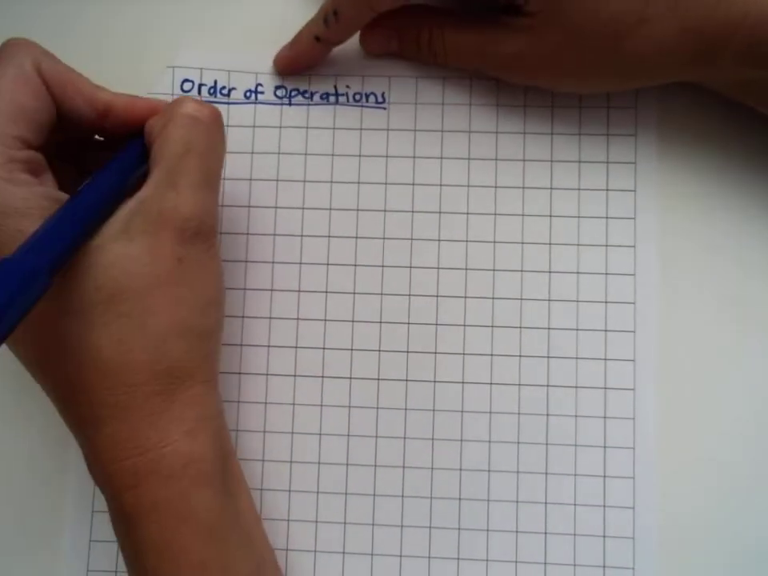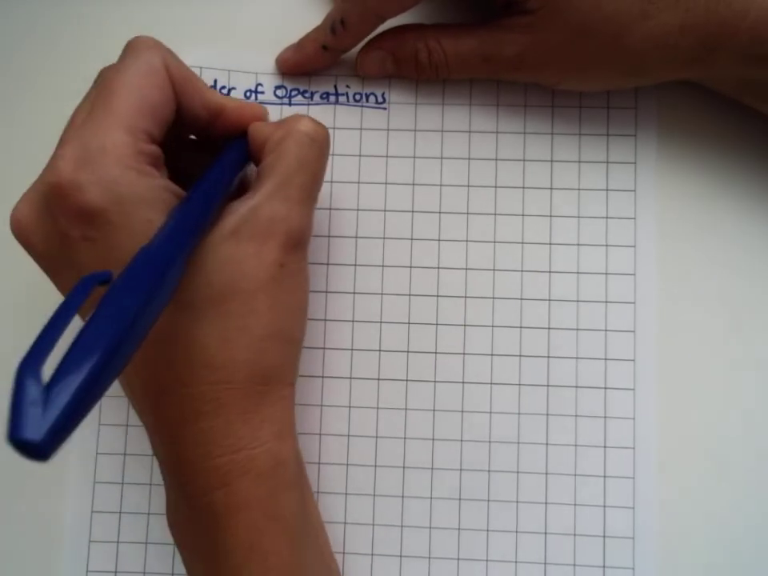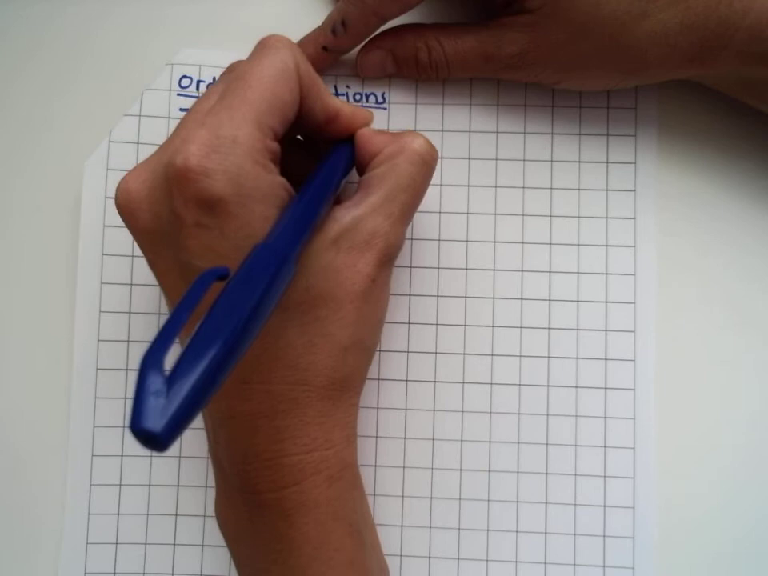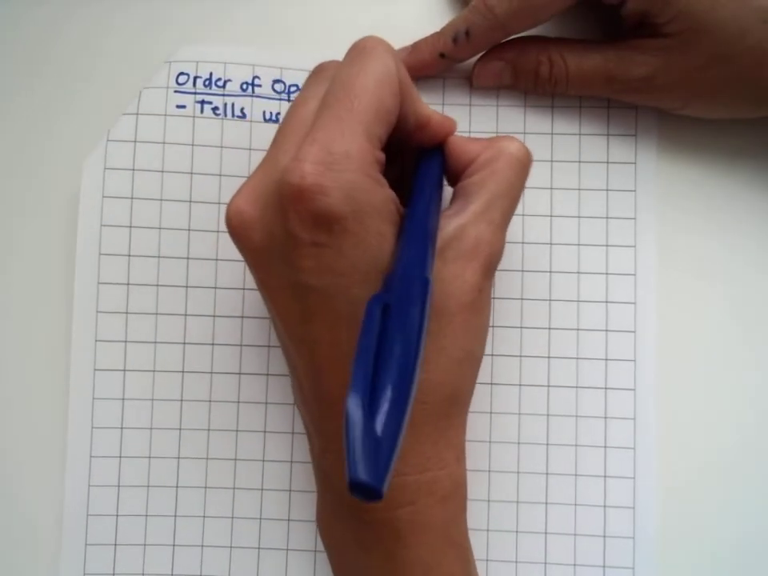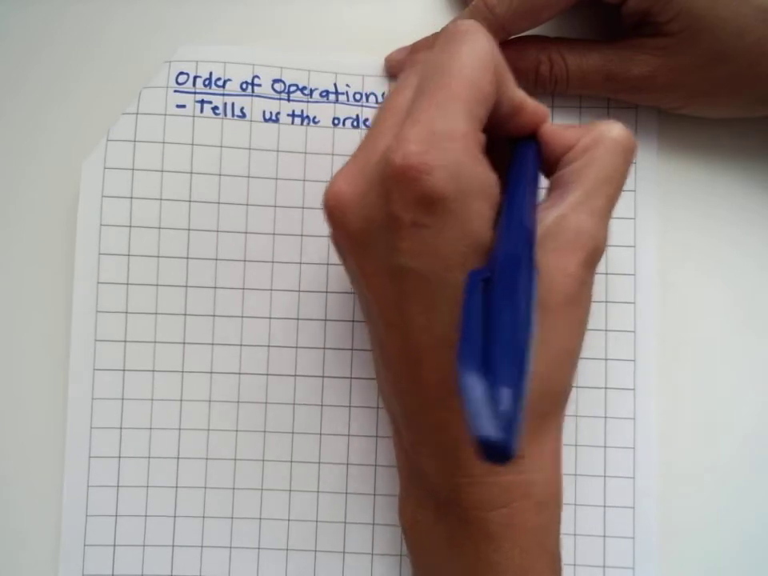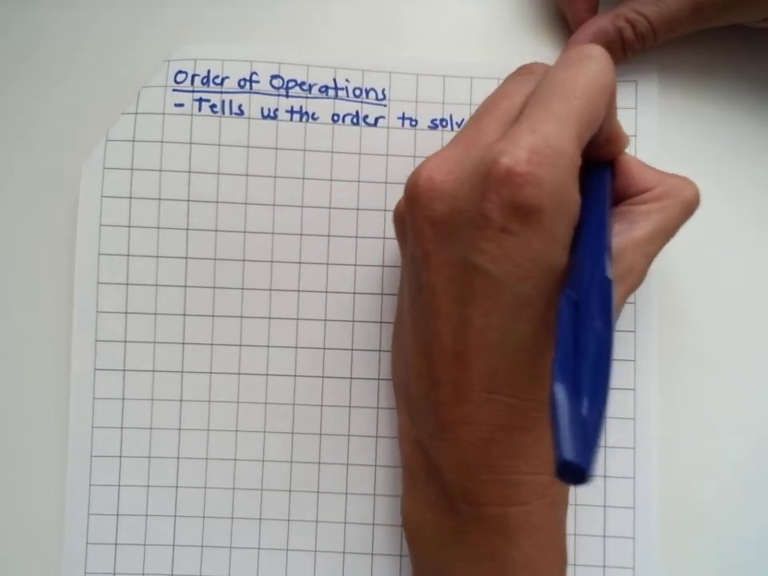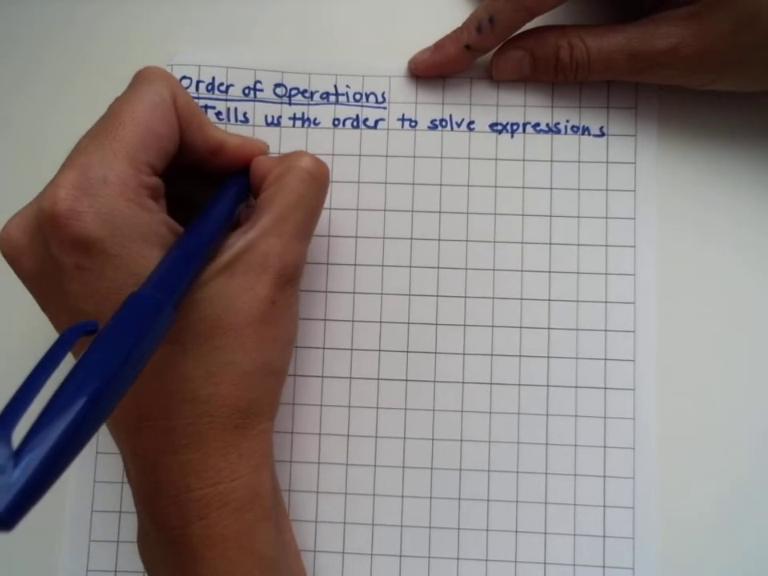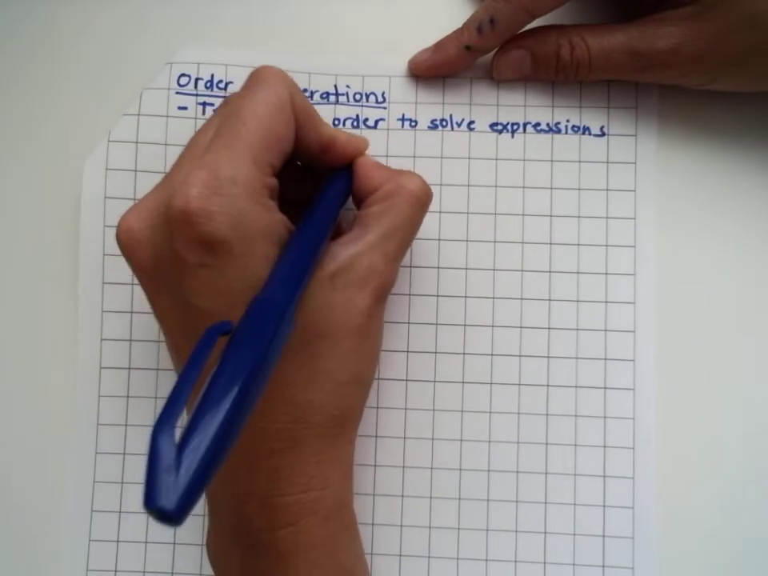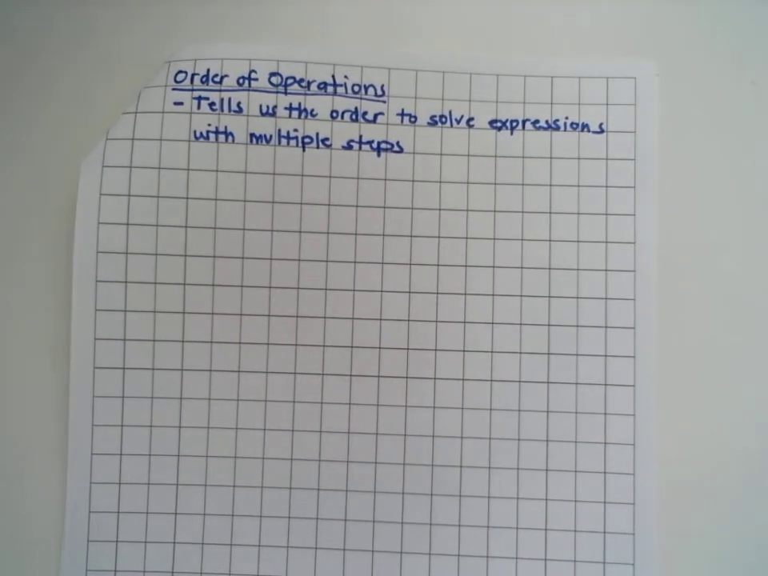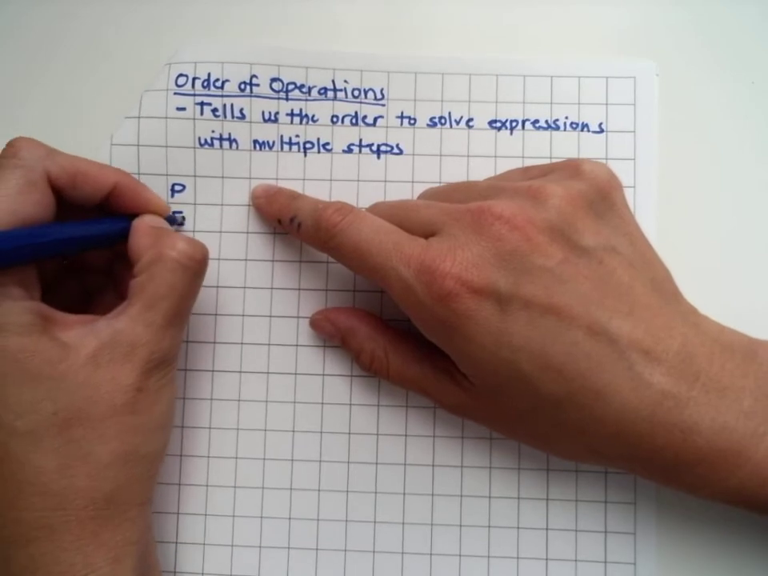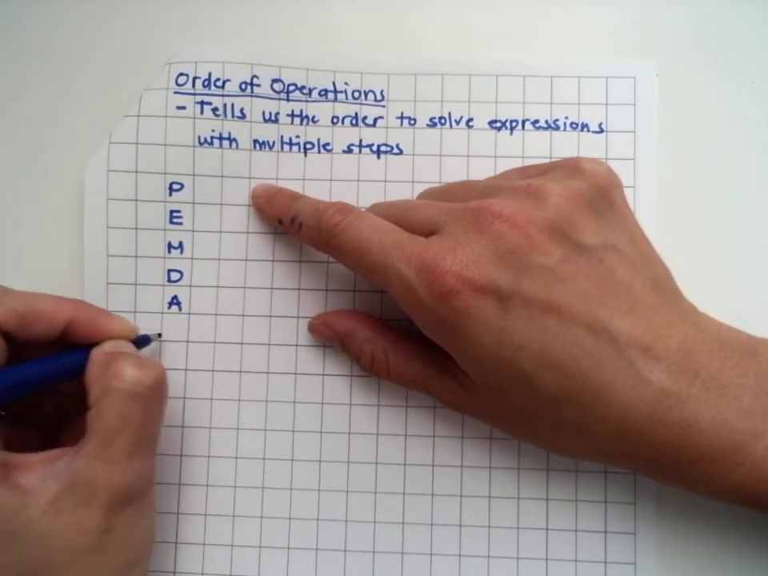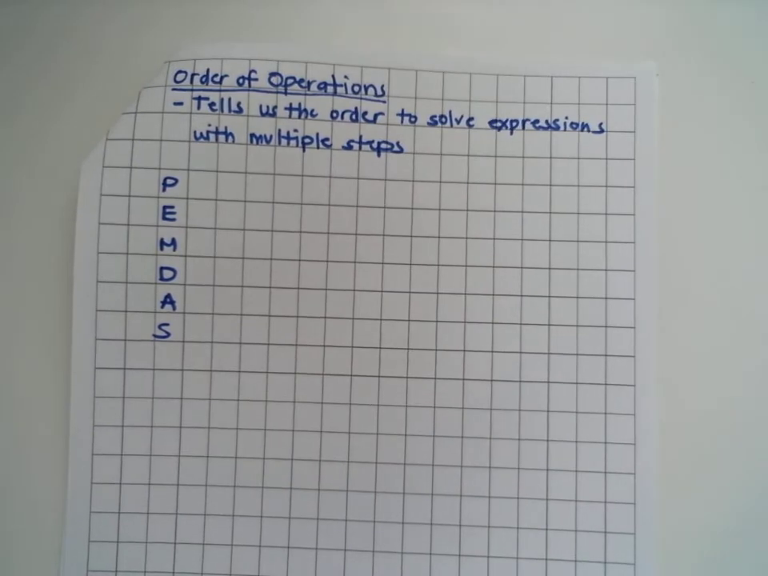In case you forgot, the order of operations tells us the order to solve expressions with multiple steps. You may have heard it a couple different ways. PEMDAS is probably one of them, or please excuse my dear Aunt Sally. Those seem to be the two most popular.